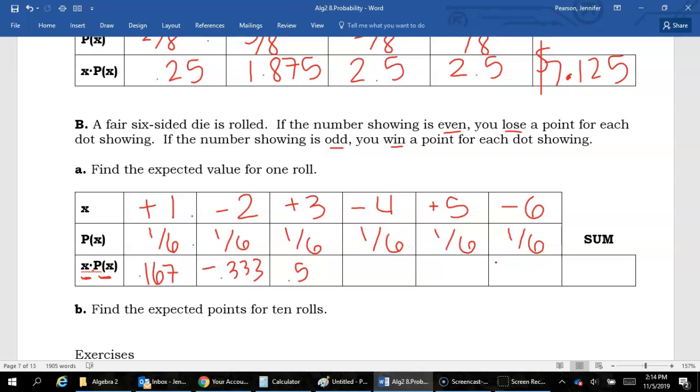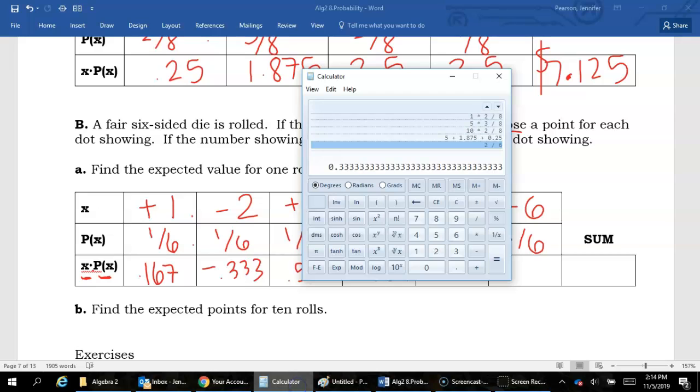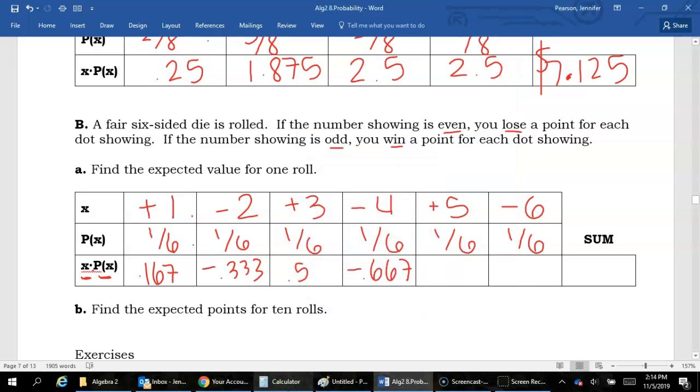A -4 times 1/6 would be -0.66666, but I'll round it to -0.667. 5/6 is 0.833. And the last one would be -6/6. That's easy, -1. And the last step is to add these all together.